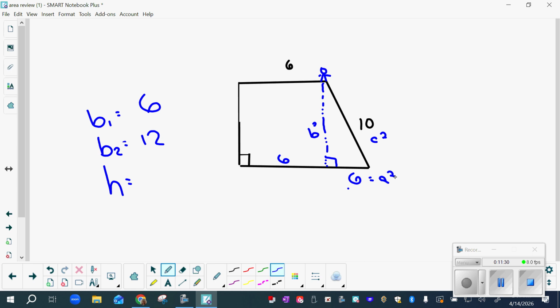So sometimes if they don't give you the spit height, you got to slide that line over. You can do that because you guys are smart. 8, beautiful. So here's our little formula. If you look it up, I'm not telling you anything you don't know. Base 1 plus base 2 times the height divided by 2. Nice and easy.